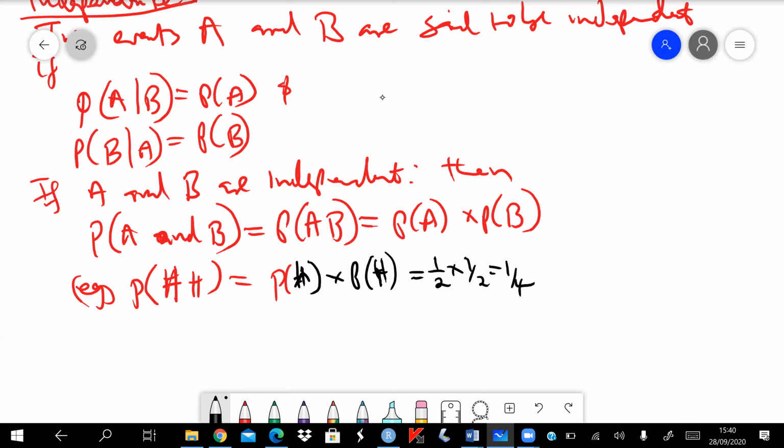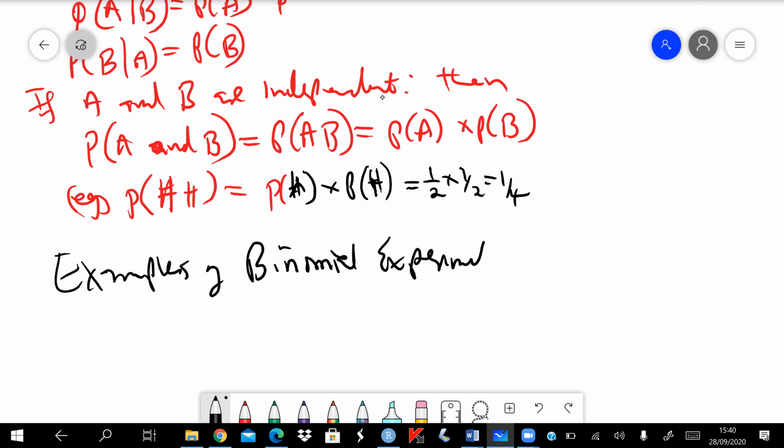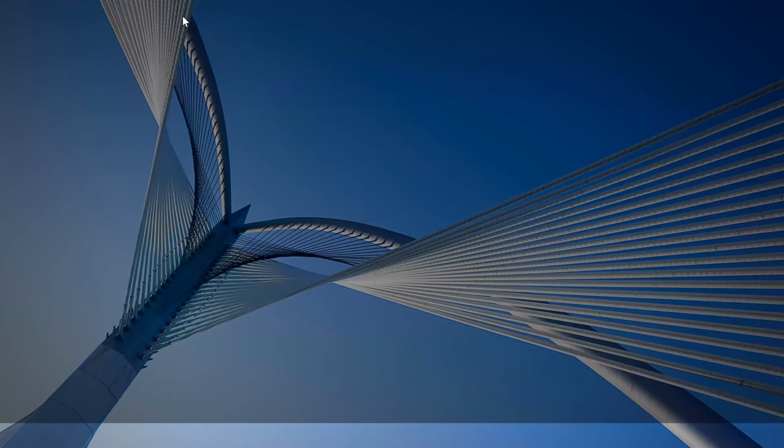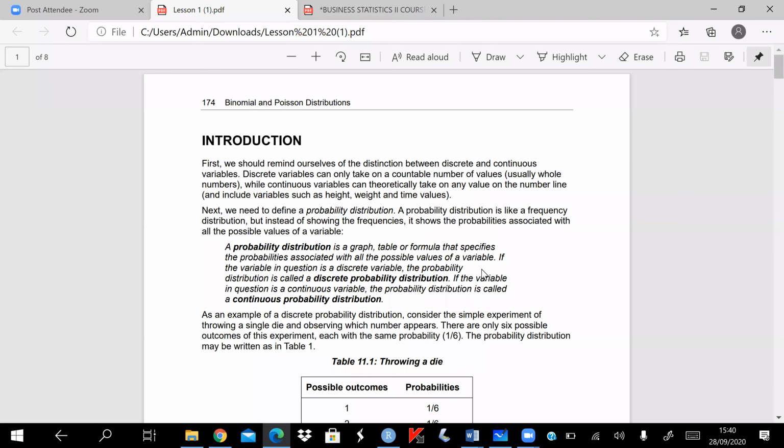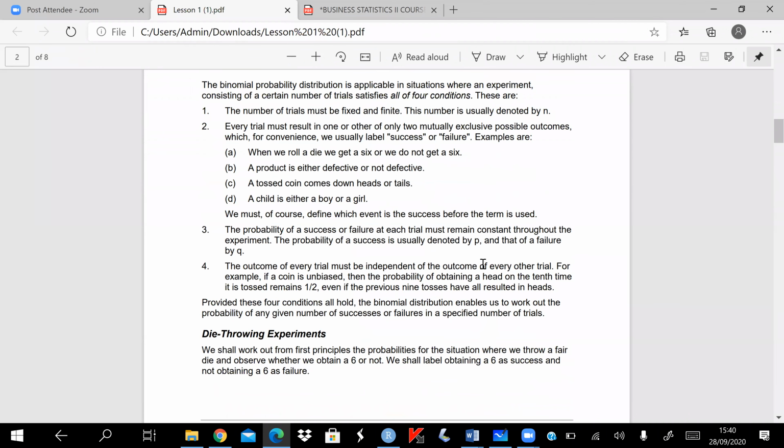Okay, so examples of binomial experiments. We have some examples which have been given in our notes, so we may want to look at them. Examples of binomial experiments include these ones. Number one, when you roll a die, you will write these ones in your notes. When you roll a die, you either get a 6 or you do not get a 6.